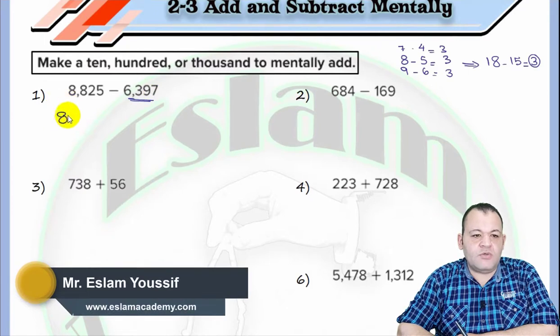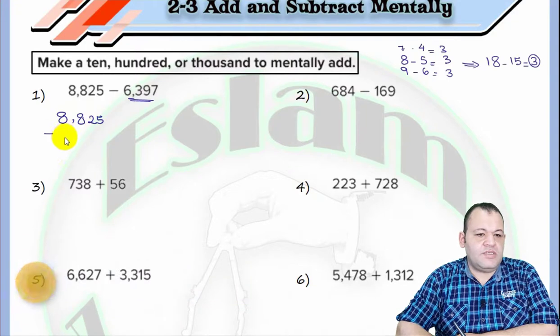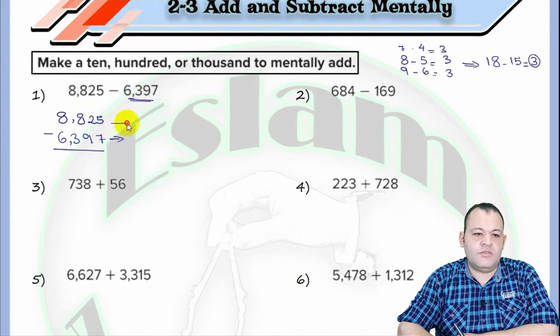So we write 8,825 minus 6,397. We need to complete the 100. How can we complete the 100? By adding 3. So if you add 3 to the first number, you need to add 3 to the second number. So by adding 3, the answer now will be 8,828 minus, by adding 3, 7 plus 3 equals 10.